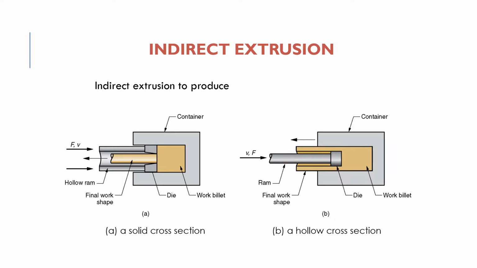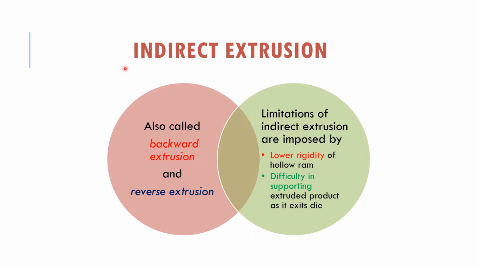For indirect extrusion, it is also called backward extrusion. This is because of how the workpiece comes out after the extrusion process, where it is inverse to the force. Meaning that it is reversed in direction, so it is also called reverse extrusion.